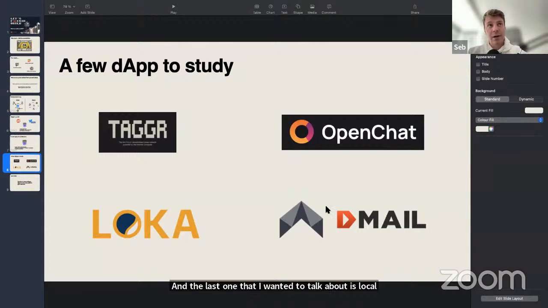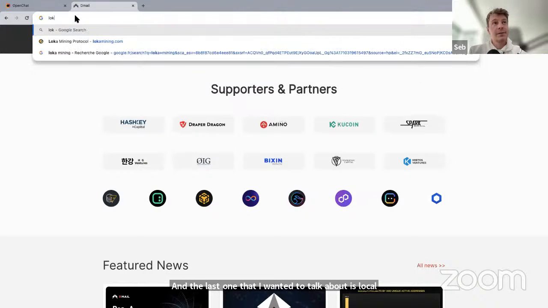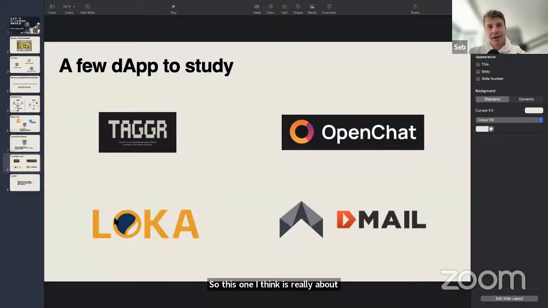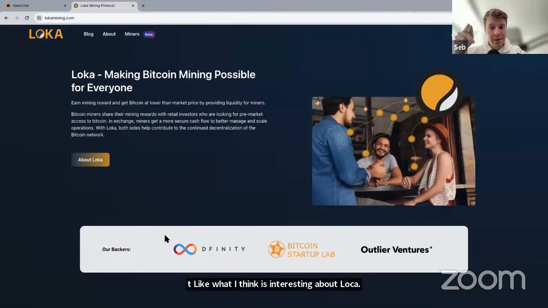And the last one that I wanted to talk about is Loka mining. Loka mining is a super cool idea. It's essentially an attempt to decentralize the mining system on Bitcoin using ICP tech. What I think is interesting about Loka is the leverage of ICP with previous knowledge.